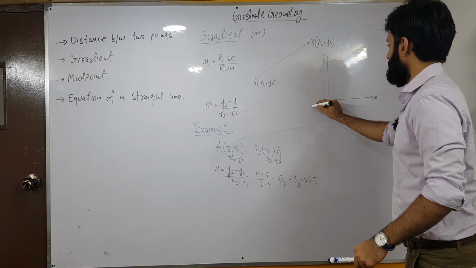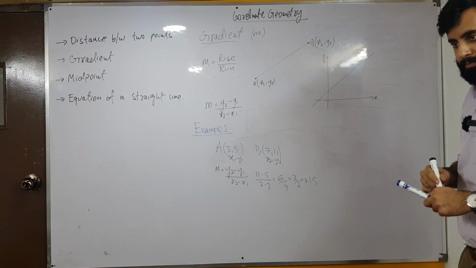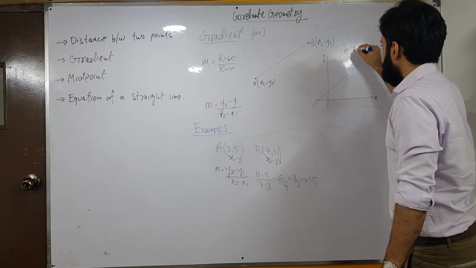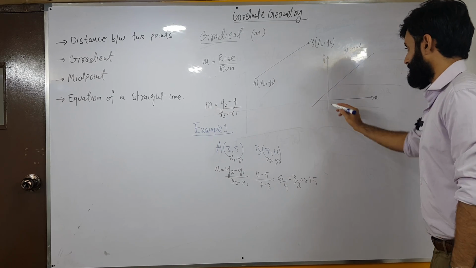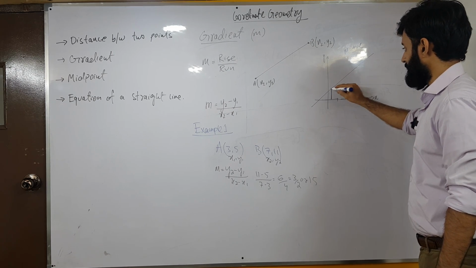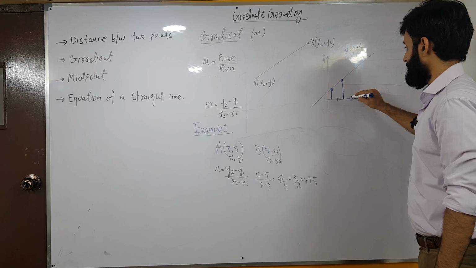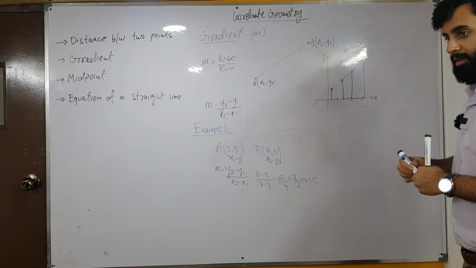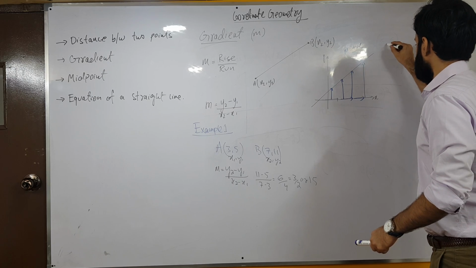So if you have a line like this that's rising, okay, a line like this will have a positive gradient. Why? Here's your test. What you do is you move towards the positive x-axis, and as you do that you check whether your line is rising or falling. What do you think this line is doing? It's rising, so therefore this will have a positive gradient.